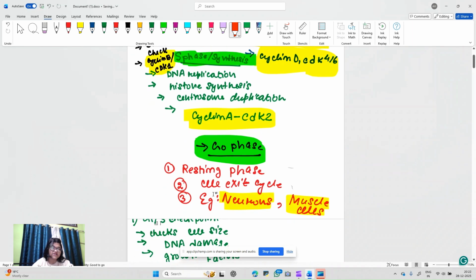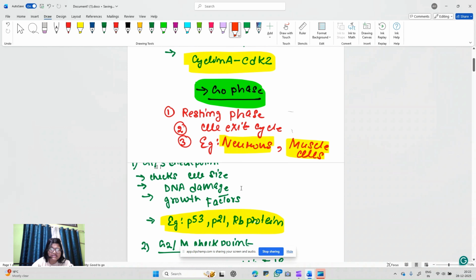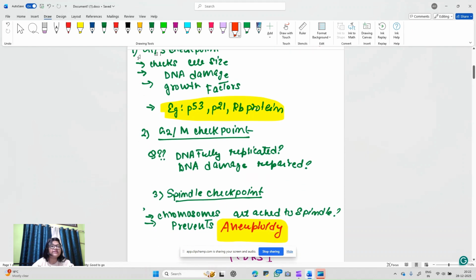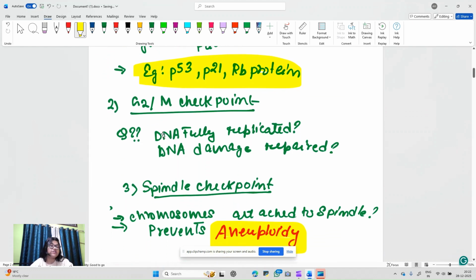In the G0 phase, which is a resting phase, the cell exits the cell cycle. Mostly it happens in neuron cells or muscle cells, etc. Next we have the G1 checkpoint, which checks cell size and growth factors. Basically it checks all the growth limiting factors, like DNA damage. We have P53, P21, and RB protein. In this lecture, we will study P53 in depth.